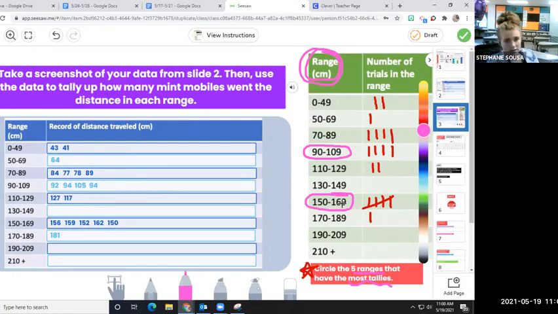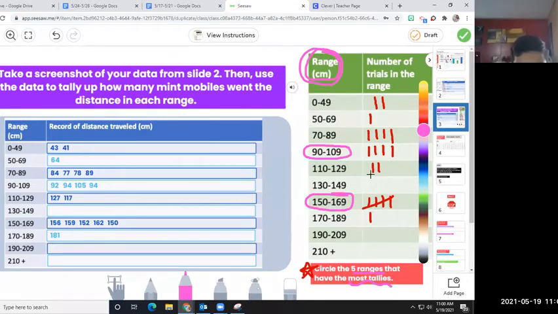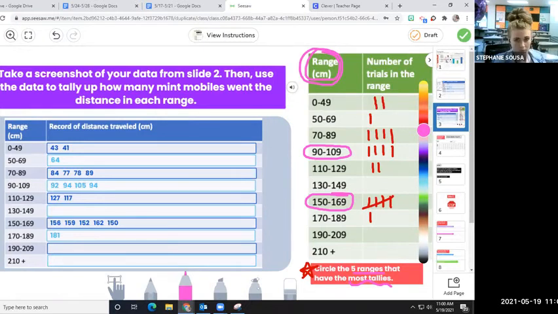90 to 109 had 4 votes. What else had 4 votes? There's a tie. There's a tie for the other one that has the number there. Go ahead, Vinny. Vinny, we couldn't hear you. Your computer was silent. Do you have headphones plugged in? Aha, he's putting it in the chat. Yes, 70 to 89. Correct, Vinny.